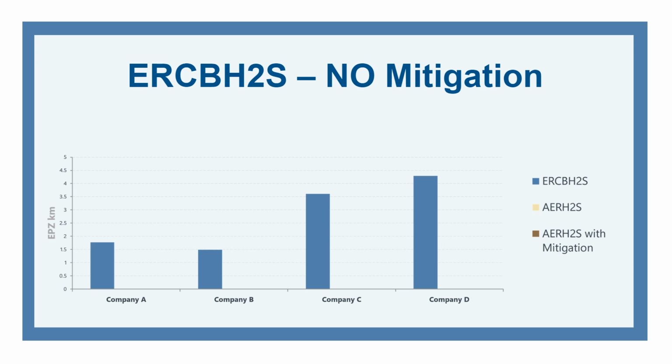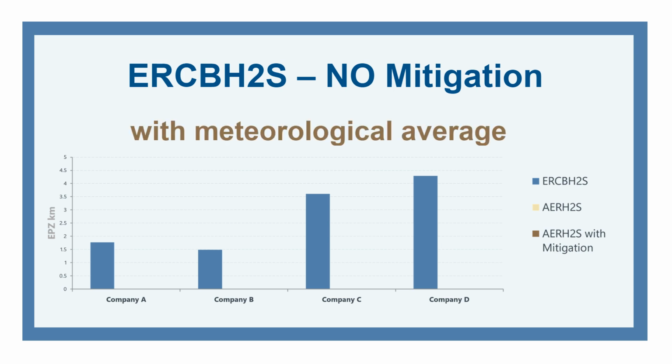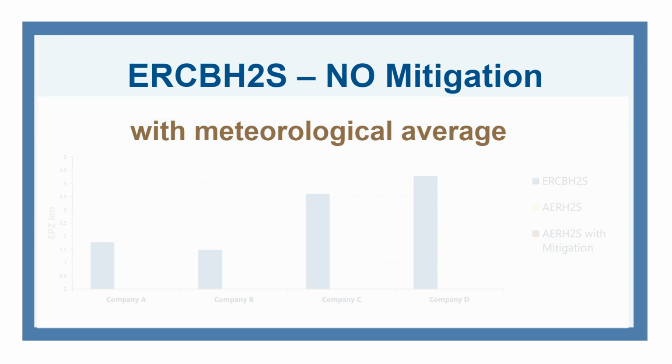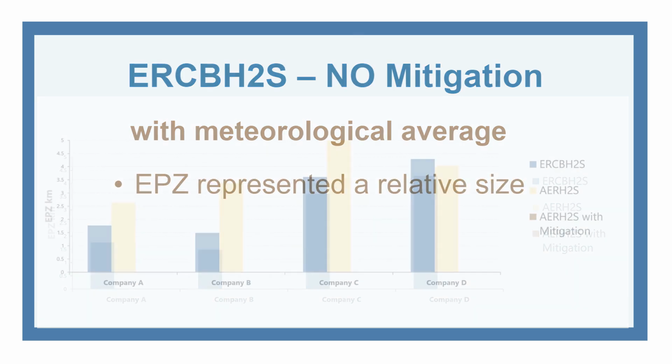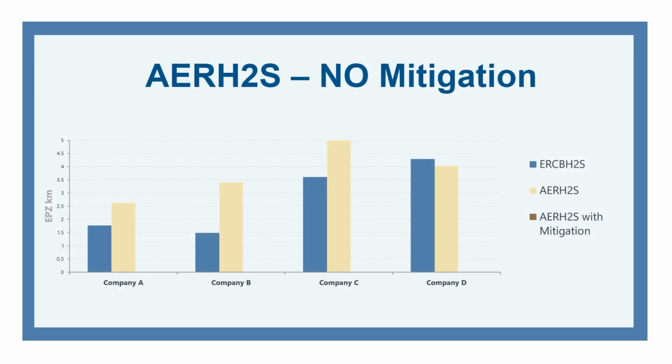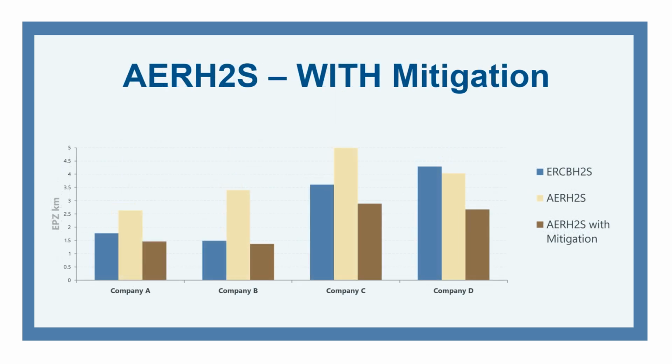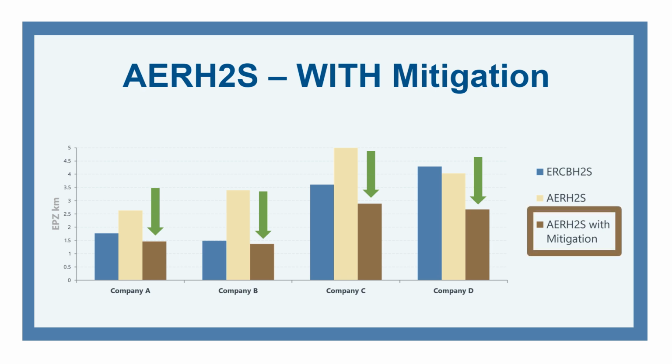ERCB-H2S previously modeled an EPZ, which was calculated using the meteorological average. However, using the meteorological average, the EPZ represented a relative size of the response distance. The meteorological maximum EPZ with no mitigation represents a very rare scenario in an overly large EPZ. Including the mitigation settings based upon normal operations will typically decrease the size of the EPZ if the settings are selected to reduce the release volumes as per the pipeline rules. With mitigation is the most likely scenario.